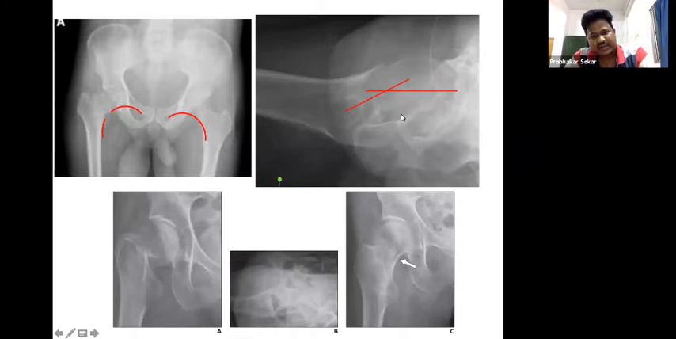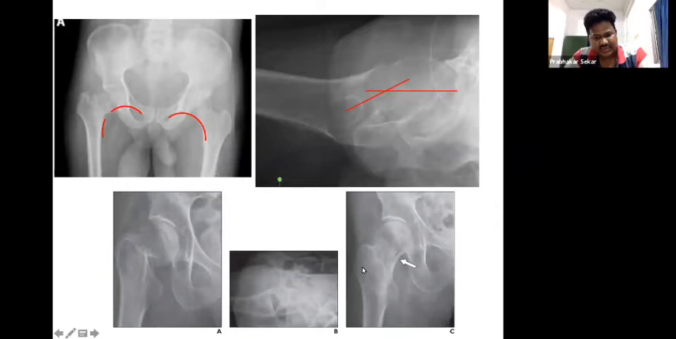In the lateral view, you find some disturbance. If you draw a line, instead of a straight line, there is a break here. And you can also assess by Lowell's S-shaped curve. There's a break in Lowell's S-shaped curve in the lateral view. Then there is a fracture neck of femur. And this is the unreduced hip.